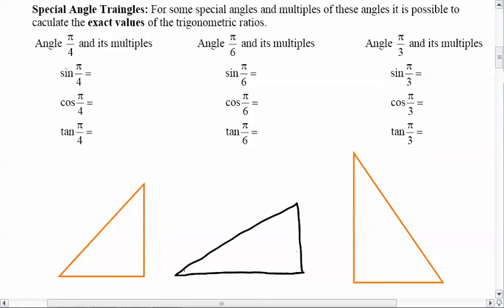So do you remember what pi over 4 is in degrees? 45. So if this one's 45 degrees and this is a 90-degree angle, do you know what the top angle is? 45. This is called an isosceles triangle. So if it has 2 equal angles, it's also going to have 2 equal sides.